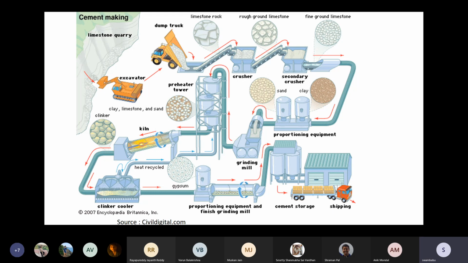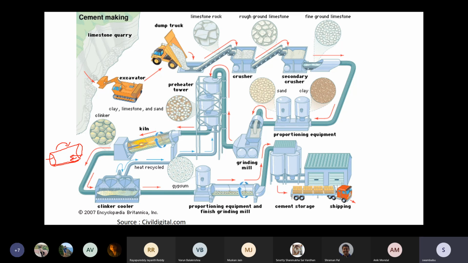Kiln is nothing but a simple cylindrical drum, a rotating cylindrical drum. Why are we rotating? For the uniform mixing of the solids. So this is a cylindrical drum which rotates continuously, and the particles are fed from the top.